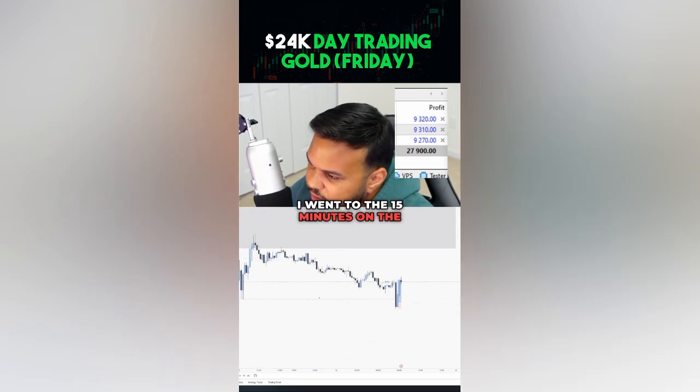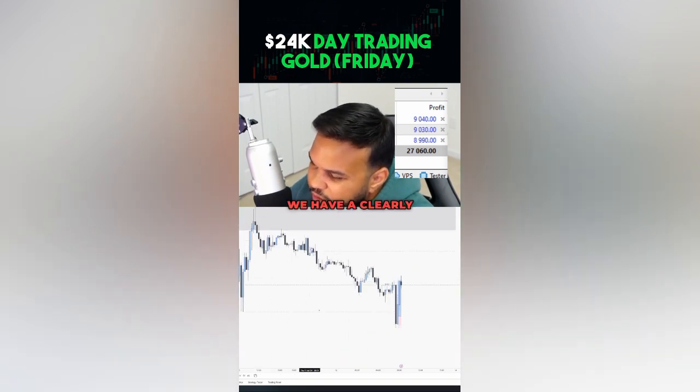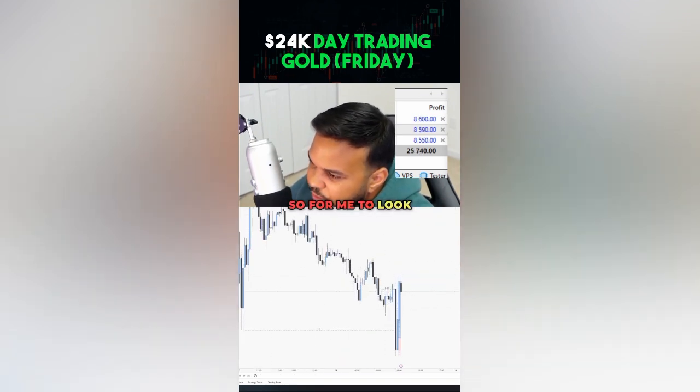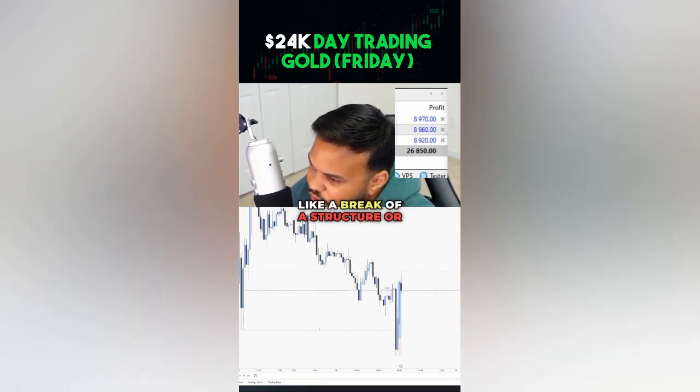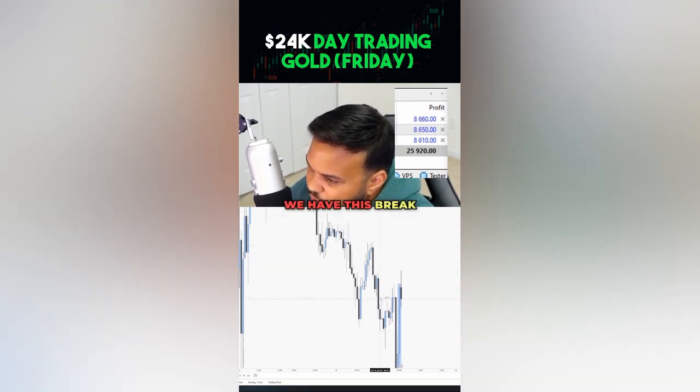I went to the 15 minutes. On the 15 minutes, you guys can see that we have a clearly downtrending structure. So for me to look for a buy, even though I'm bullish, I need to wait for the market to give me some kind of confirmation, like a break of structure or something. So it happens to be here on 15 minutes. We have this break on 15 minutes.